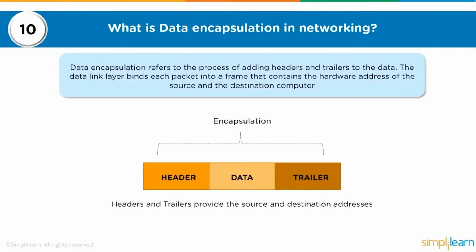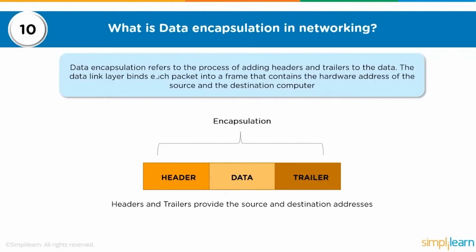Then the last question for the networking section: what is data encapsulation in networking? Data encapsulation refers to the process of adding headers and trailers to the data. The data link layer binds each packet into a frame that contains the hardware address of the source and the destination computer. So in this example, when you're talking about data encapsulation, we have talked about how data that has been created by the application layer would have a header and a trailer that will give various information about where that data needs to be sent.